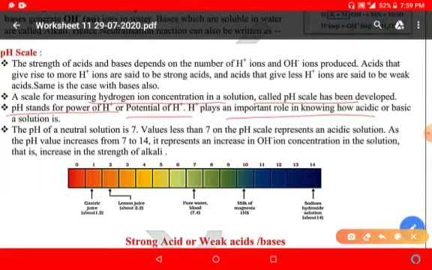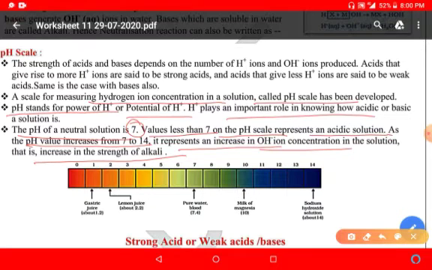The pH of a neutral solution is 7, and when the pH value is less than 7 on the pH scale, it represents an acidic solution. When the pH value increases from 7 to 14, it represents an increase in the OH ion concentration, which represents a basic solution, and this increases the strength of the alkali.